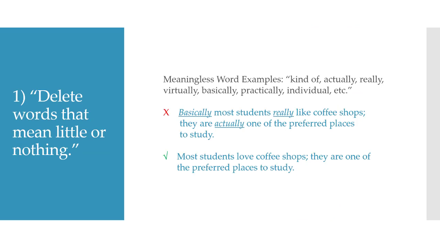Principle 1. Delete words that mean little or nothing. Examples include kind of, actually, really, virtually, basically, practically, and individual. For example, basically, most students really like coffee shops. They're actually one of the preferred places to study. When we remove the meaningless words, the sentence becomes, most students love coffee shops. They are one of the preferred places to study. Now, the main idea of your sentence is clearer and easier to understand.